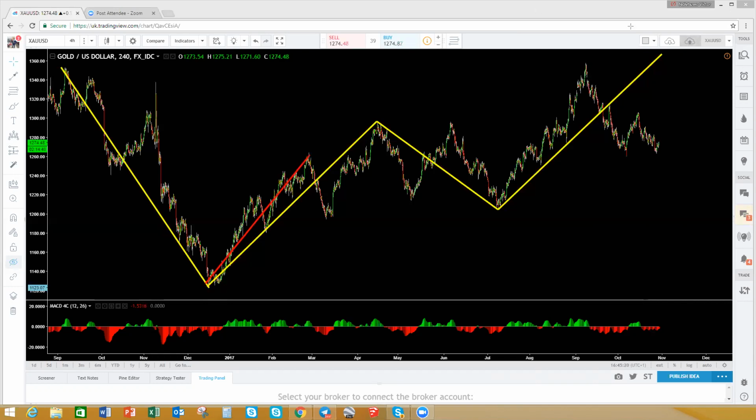Before I do that, let's label this one. We've got a WXYZ here, WXY. Okay, no, not like that. WX. Your Y will be somewhere here. It's basically an impulse and an ABC. The reason why we're calling it a WXY is because there's no 5 waves here. If you see 5 waves, let me know.